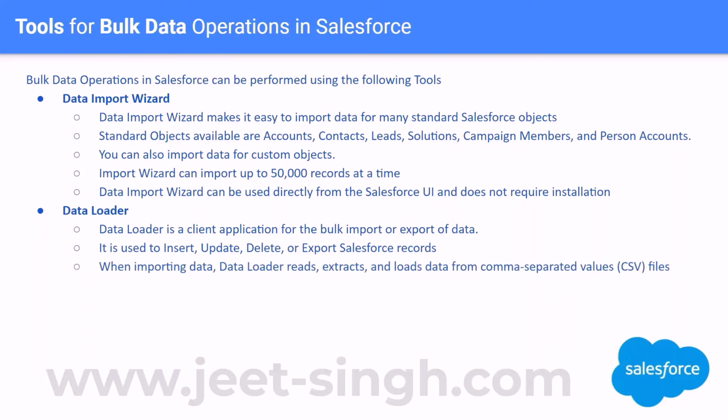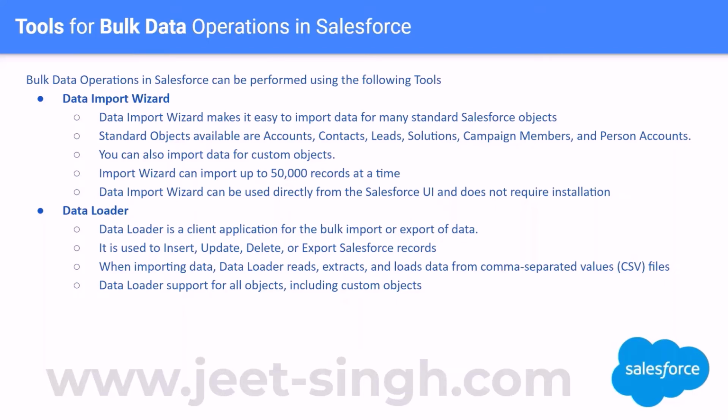When importing data, Data Loader reads, extracts, and loads data from comma-separated files. So this will basically accept CSV files, and it can read the data from CSV files. So if you're using Data Loader for performing any bulk data operation, you will first have to put your data in a CSV file, and then you'll have to use the CSV file to load the data into Salesforce using Data Loader.